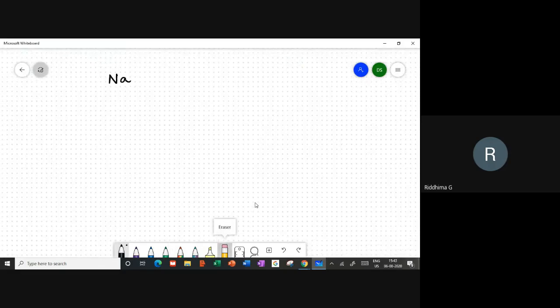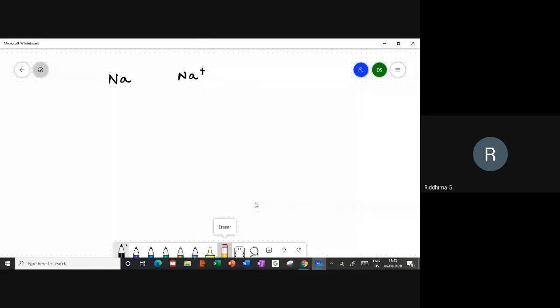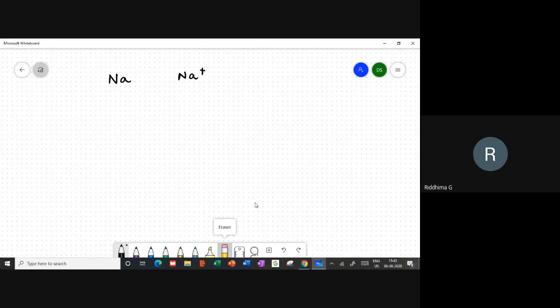Okay. So sodium atom is Na, sodium ion is Na plus. So they're asking you the difference between the two. For this you can talk about its electronic configuration. Do you know the atomic number of sodium? 11. So it is 2, 8, and 1. This is how you write the electronic configuration. So this is for the sodium atom.